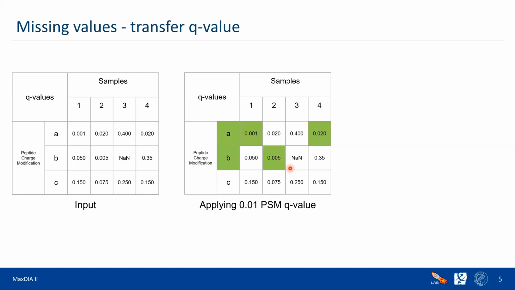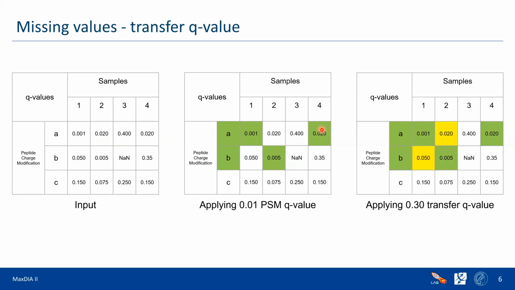If we leave the situation just like that, it's going to be actually pretty strict. You see that peptide A was defined just in sample 1 and sample 4, which is not really satisfying us. So we came up with the idea of the transfer Q-value, which comes after applying the actual Q-value. A transfer Q-value of, for example, 0.3 suggests that for the peptides which we found in at least one sample, we're going to take all the rest of the hits, the matches, which pass this transfer Q-value, in this case 30%.